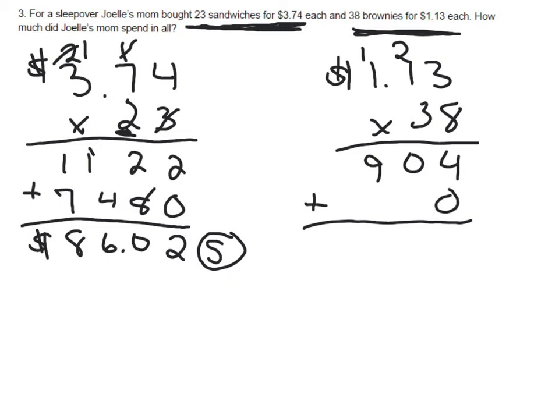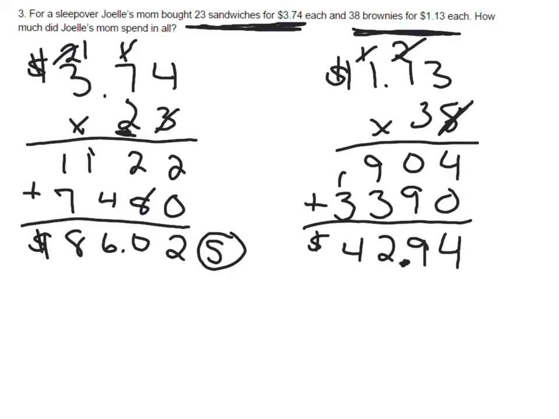Moving on to my tens place, crossing off any regrouping. 3 times 3 is 9, 3 times 1 is 3, and 3 times 1 again is 3. If I add them up, I get 4 plus nothing is 4, 9, 12, 4. So $42, don't forget your decimal, and 94 cents she spent on brownies. So B for brownies. If I look back, the question says, how much did Joelle's mom spend in all? Which means we're going to have to combine these two together.